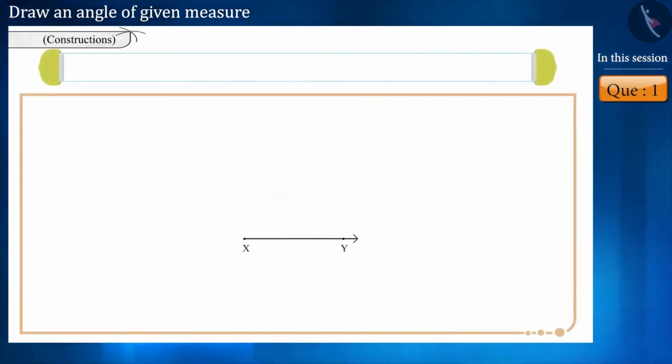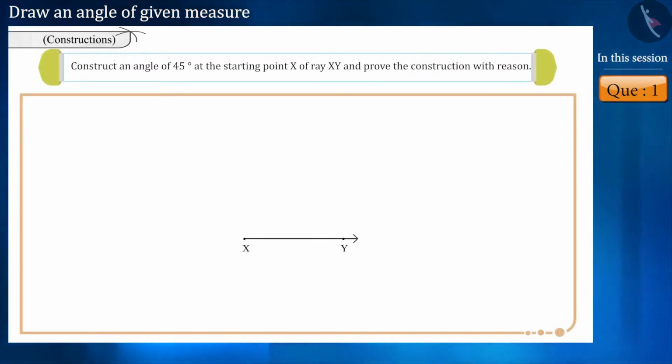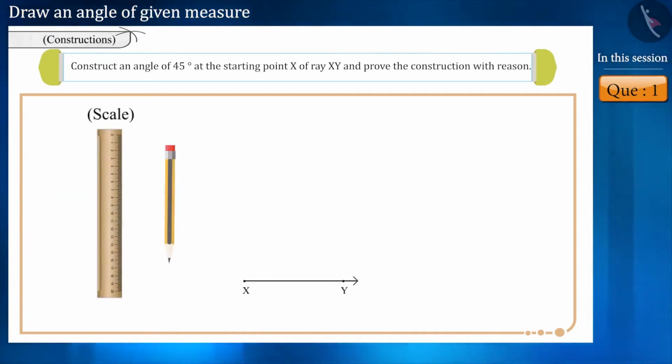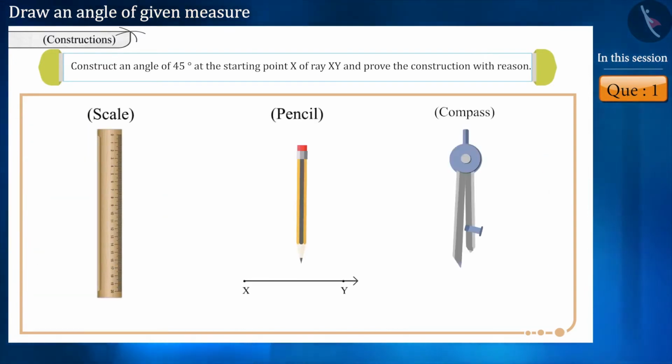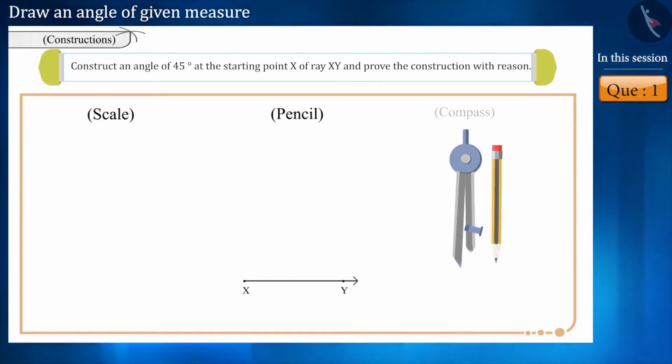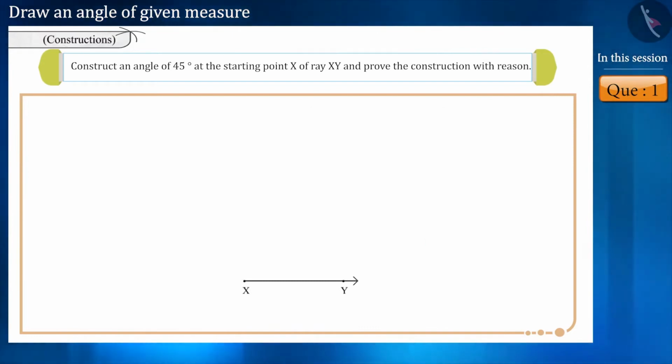From the initial point of ray XY, construct an angle of 45 degrees and prove that the construction is geometrically correct. As you know, we have only a scale, pencil and compass. With the help of this, we have to construct the angle. So, find out how. Come on, I'll give you a hint.